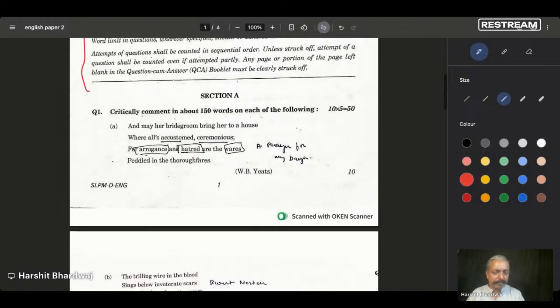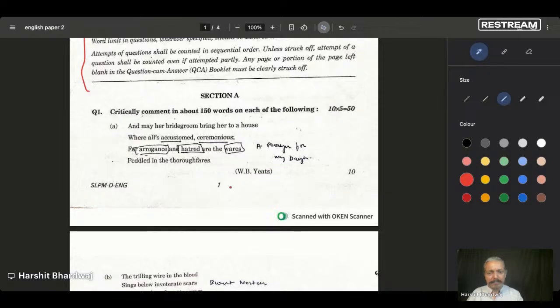So this is pretty neat. That also tells you that you have to prepare everyone. You have to prepare all the poems of all the poets. Let's say you did only 2 poems or 3 poems of W.B. Yeats, and then the question came and you haven't prepared that poem. 10 marks gone. So all the poems, all the poets, every author, every text.